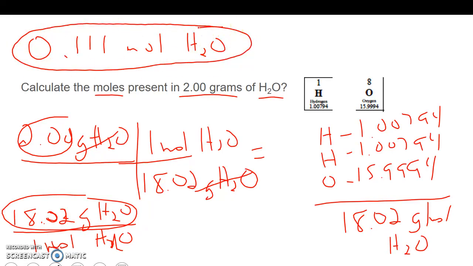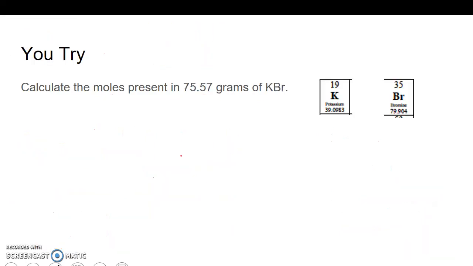So we're either going to divide by the molar mass or multiply by the molar mass. Just remember to keep your things diagonal that you need to have. Okay, so I'm going to come to this one. I want you to try this. I want to know how many moles are present in 75.57 grams of potassium bromide.